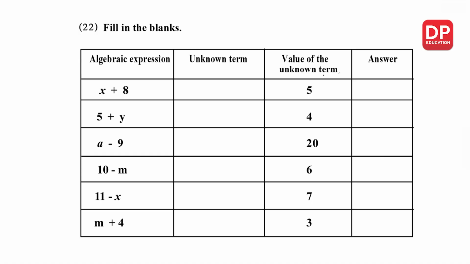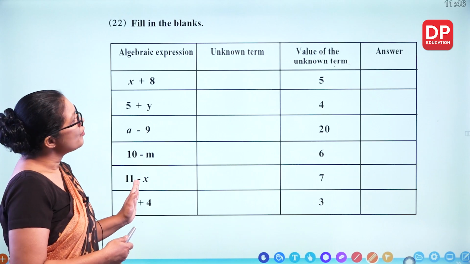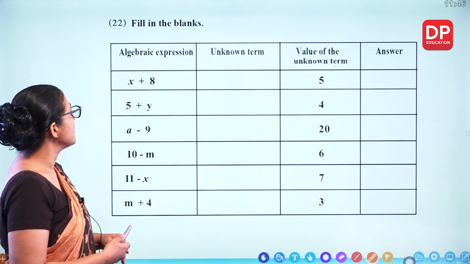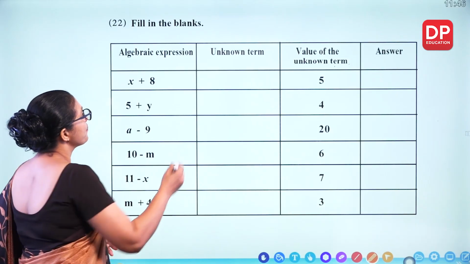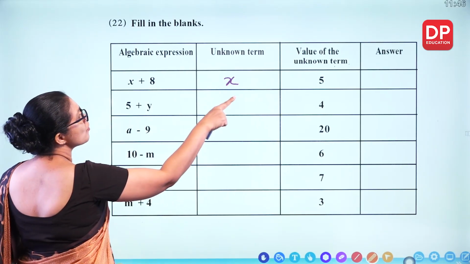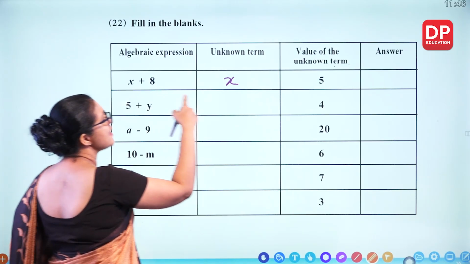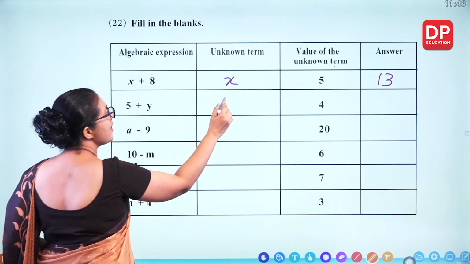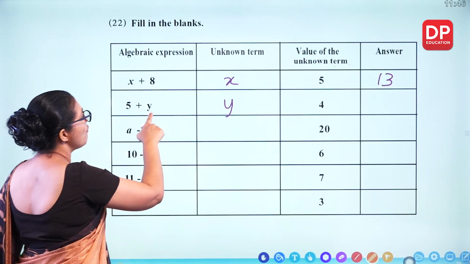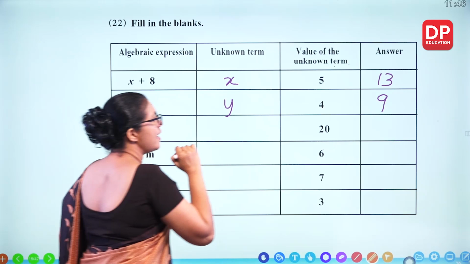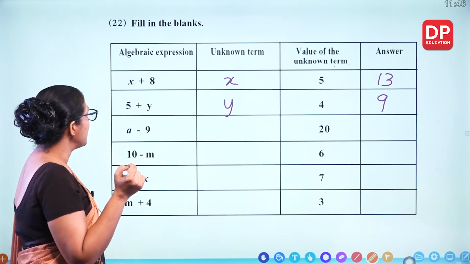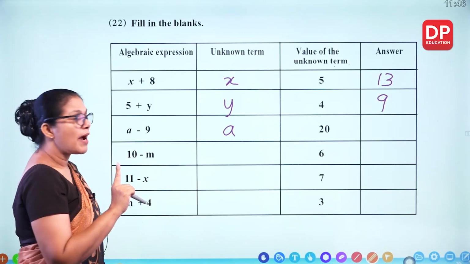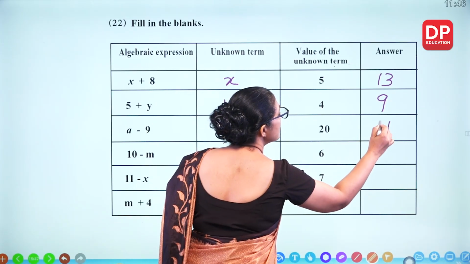Look at this one. Algebraic expression is given. Unknown term and value of the unknown term is given and you are asked to find the answer. So what's the unknown term here? X. So 5 is the X value. 5 plus 8, 13. Unknown term here is Y. Y equals 4. 5 plus 4, 9. What's the unknown term here? A. A is 20 now. 20 minus 9, you get 11.